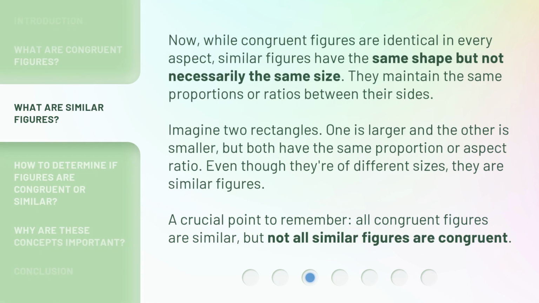Now, while congruent figures are identical in every aspect, similar figures have the same shape but not necessarily the same size. They maintain the same proportions or ratios between their sides. Imagine two rectangles. One is larger and the other is smaller, but both have the same proportion or aspect ratio. Even though they're of different sizes, they are similar figures. A crucial point to remember: all congruent figures are similar, but not all similar figures are congruent.